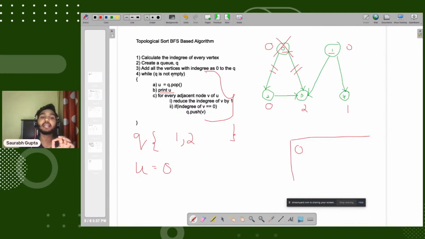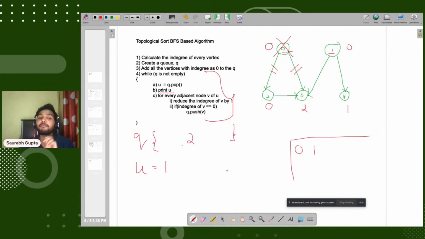Now I can come again. I will check if the queue is not empty. Okay, the queue is not empty. So what I will do, I will pop out the next element, that is 1. So 1 is removed out of the queue. Now 1 was there in the queue, so 1 is free to be printed in the topological sort order. So I will print 1, because 1 does not have any dependency now. That dependency has been resolved, and I will put 1 in the topological sort.